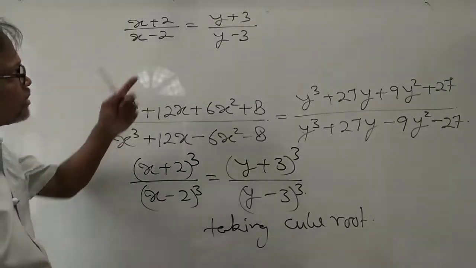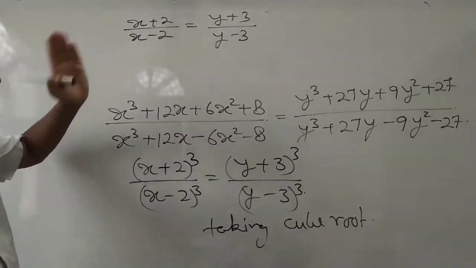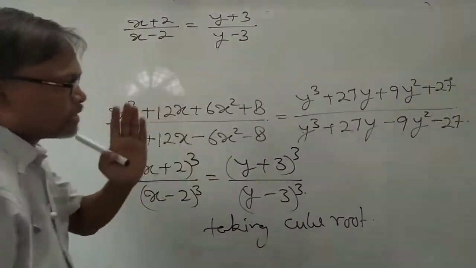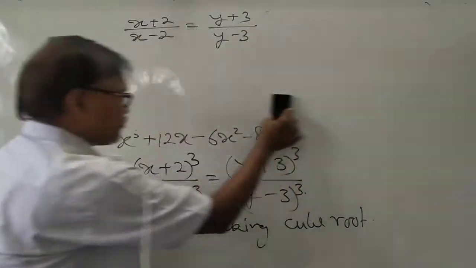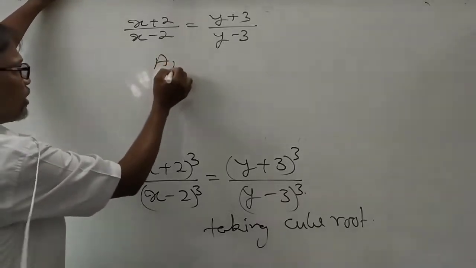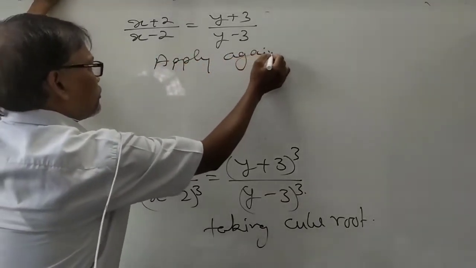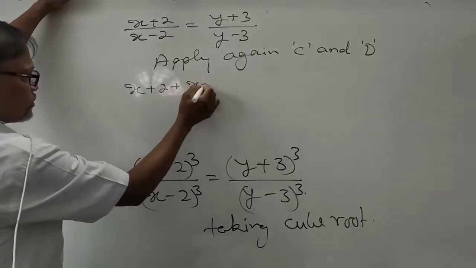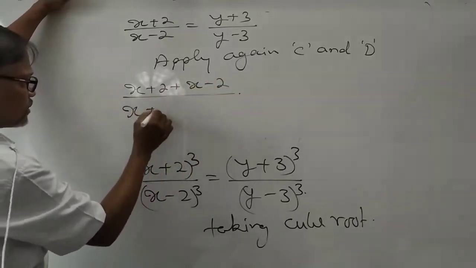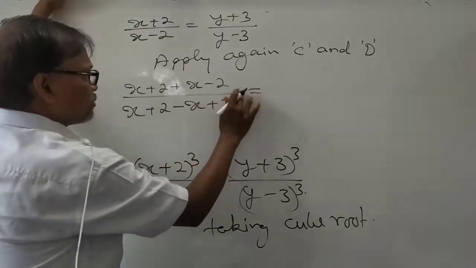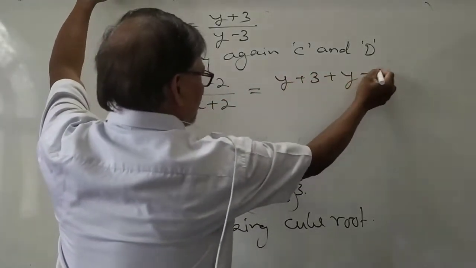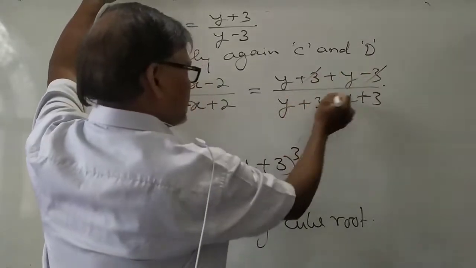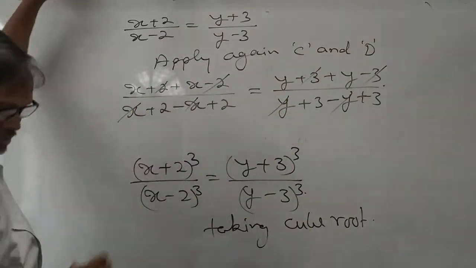What will you say? Whether you will cross multiply or again apply componendo dividendo. You will apply componendo again to make it easy. So if we apply componendo dividendo again, it will be very easy. So apply again componendo and dividendo. So (x plus 2 plus x minus 2) whole upon (x plus 2 minus x plus 2) is equal to (y plus 3 plus y minus 3) whole upon (y plus 3 minus y plus 3). This 3 cancels, this y cancels, this 2 cancels, this x cancels.